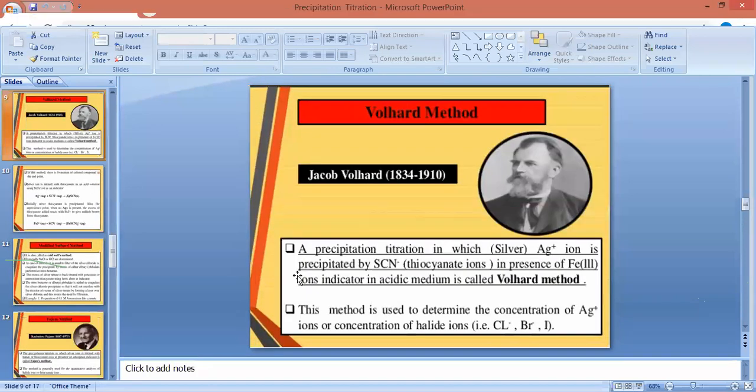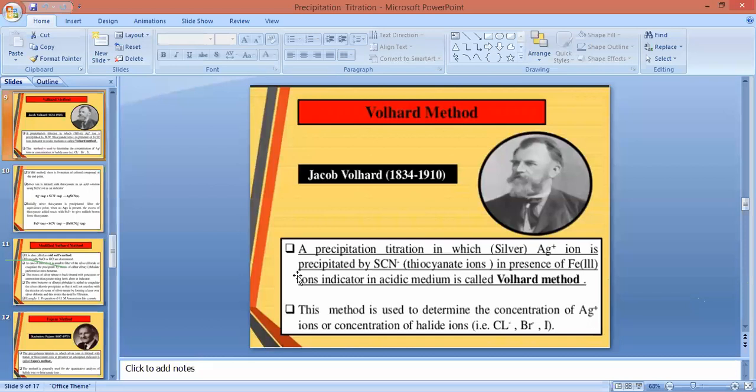So what is the basic principle in Volhard's method of analysis? It is particularly used for determination of halides, either in the form of chlorine, bromine or iodine. Along with halides, we are also able to determine the concentration of silver. In case of Volhard's method of analysis, we are going to use two standard solutions. One which is present in the conical flask, that is silver nitrate. Another which is to be filled into the burette, that is ammonium thiocyanate.